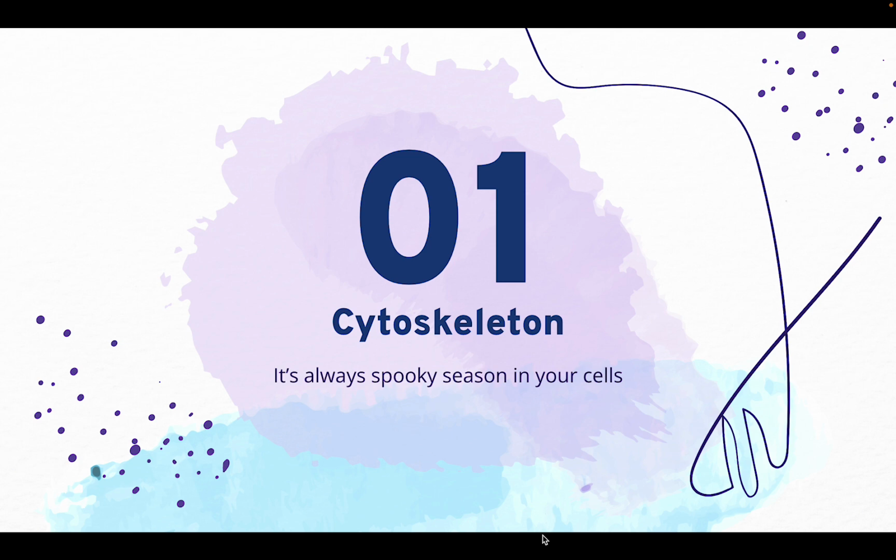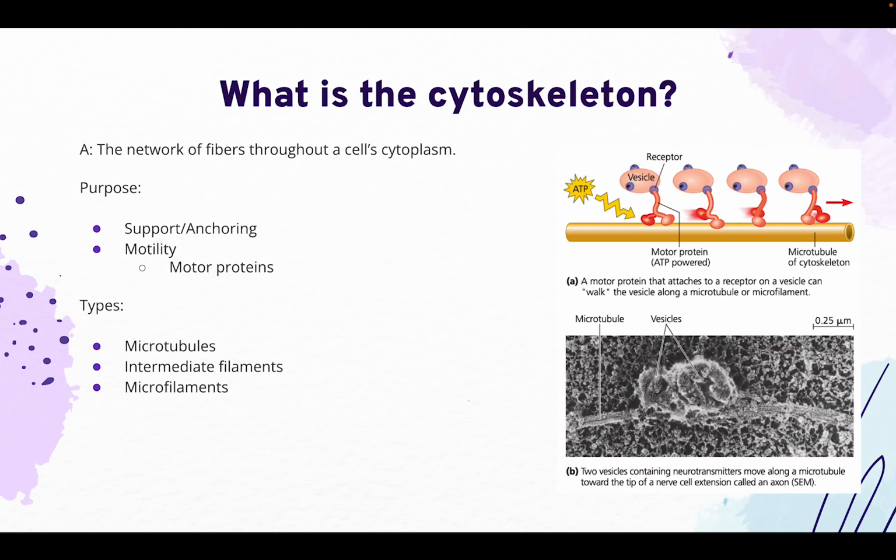So first we're going to talk about the cytoskeleton. And so what is the cytoskeleton? The answer to that is that it's a network of fibers throughout a cell's cytoplasm. That doesn't really tell you much, but the purpose is to support and anchor various organelles and elements within the cell, right? So they're not just floating around. And it also helps with motility.